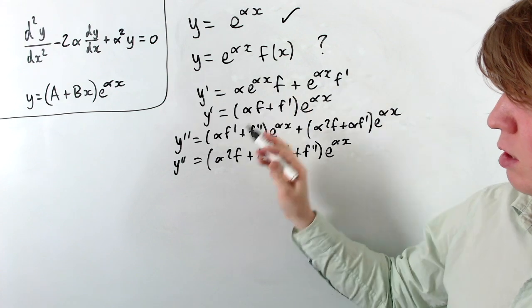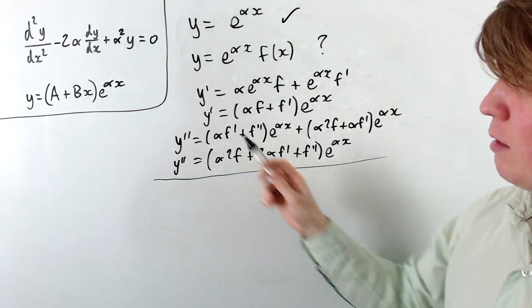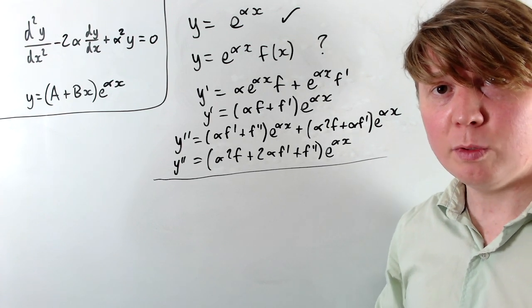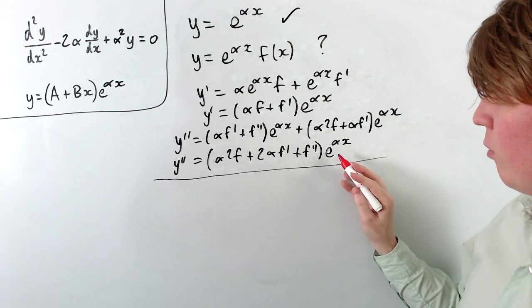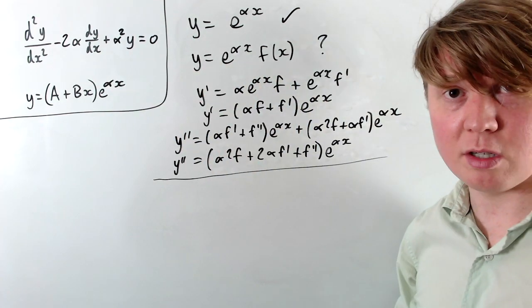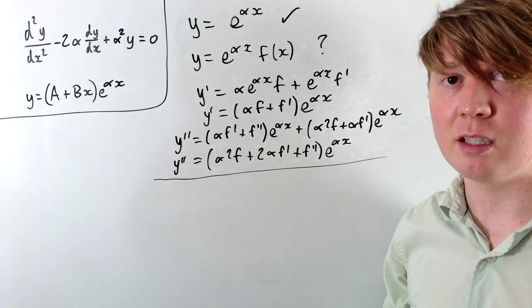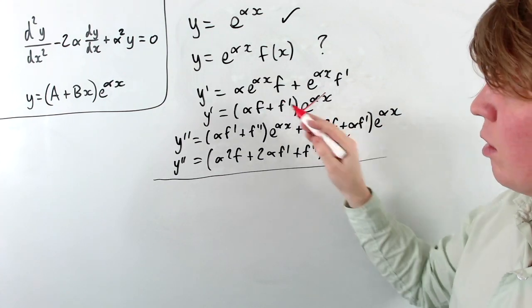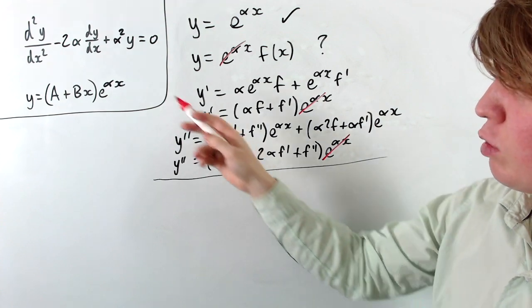So we've got the first and second derivatives, and we can now substitute these into our original differential equation. And just before we do this, you can see that each of these have a common factor, e to the alpha x, and when we substitute in, we can just divide through by e to the alpha x and focus our efforts on f, because we know e to the alpha x isn't going to be equal to 0, so we can just divide through by that.